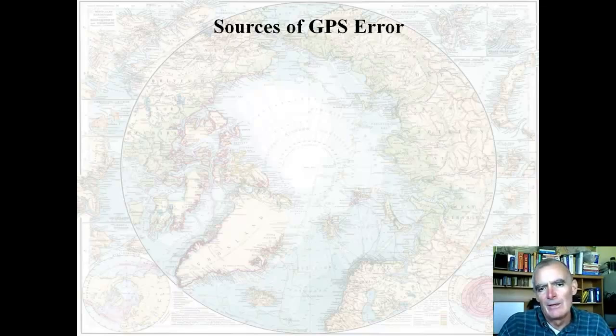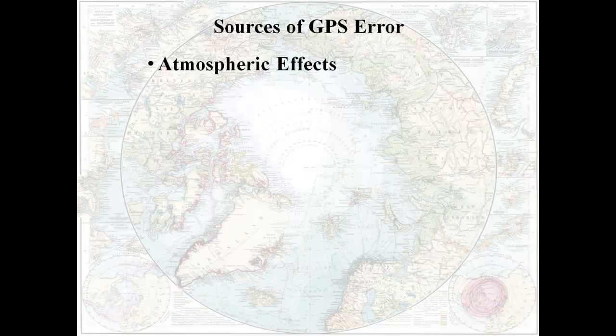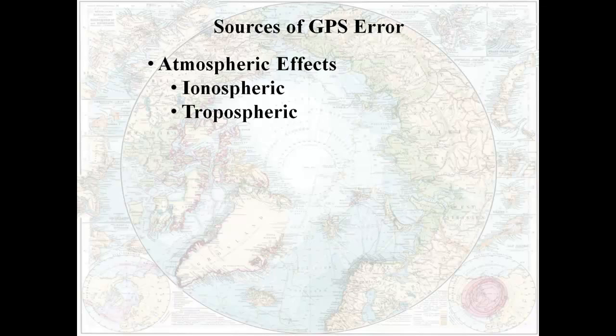This time I need to talk a little bit about GPS errors, because like everything else out there, there are errors associated with your data and you need to understand what they are. You can get errors from the atmosphere. There are two main sources of error, the ionosphere and the troposphere. Those pieces of the atmosphere are going to affect the signal from the satellite differently.